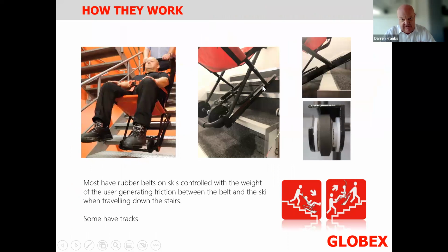And how they work is basically, or the majority of them have this belt system, where you've got the two skis and literally a rubber belt goes around them, and it is the weight of the person on the belt that generates friction against the ski, which controls that descent coming down the stairs. So all different manufacturers have slightly different skis, but that's the main principle of how they work. So you can see coming down is just one person, going up you need the two for carrying it.